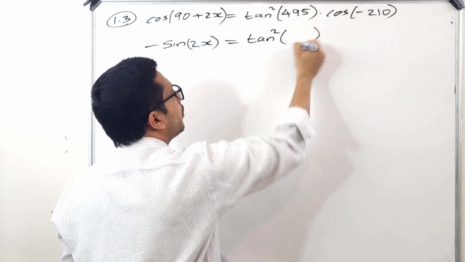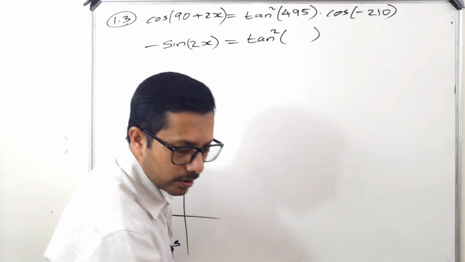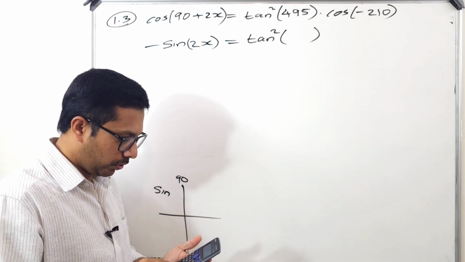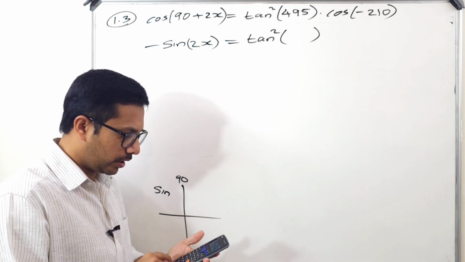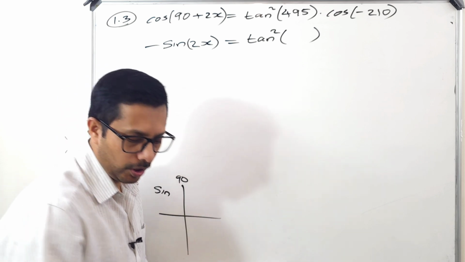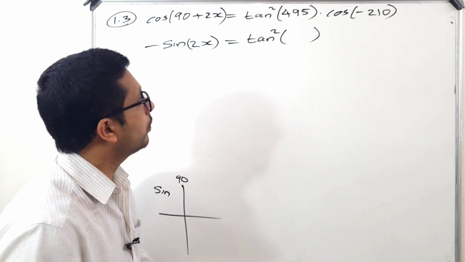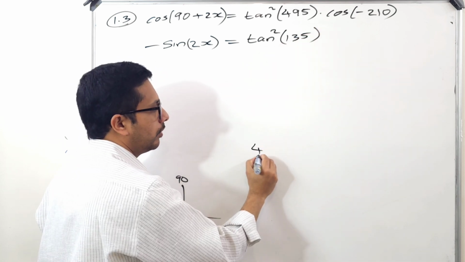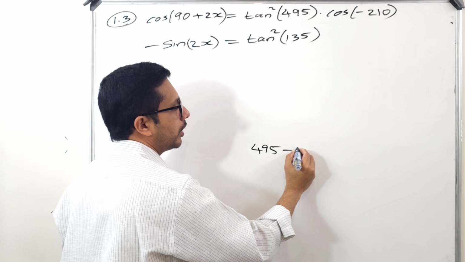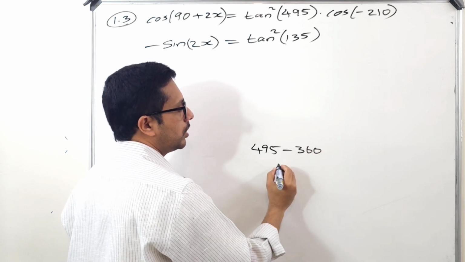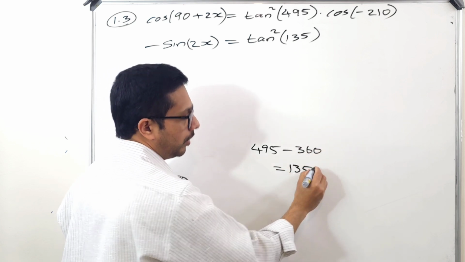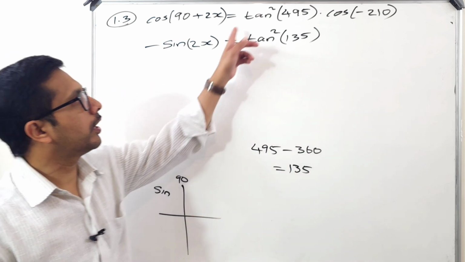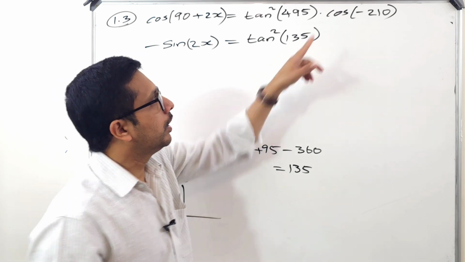495. How can you write 495? 495 is the same as 495 minus 360, which is 135. So instead of this 495, I can write 135. How do I get it? 495 is the same as 495 minus 360, so it is 135. Am I right? Yes, it is 135. So this 495 I wrote as 135.